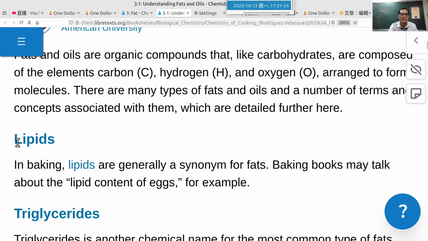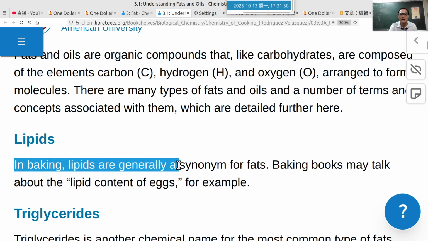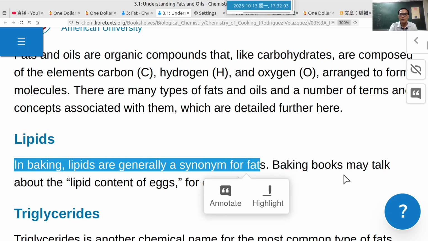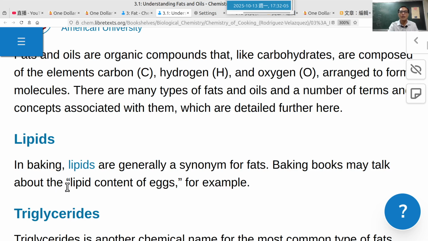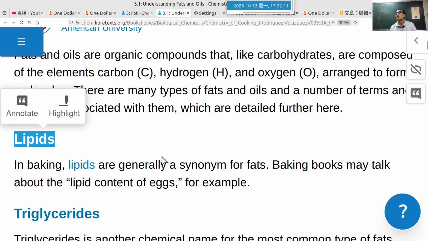The first one, lipid. In baking, lipid is generally a synonym for fats. Baking books may talk about the lipid content of eggs, for example. Okay, generally we think of lipids as liquid at room temperature, in our language.